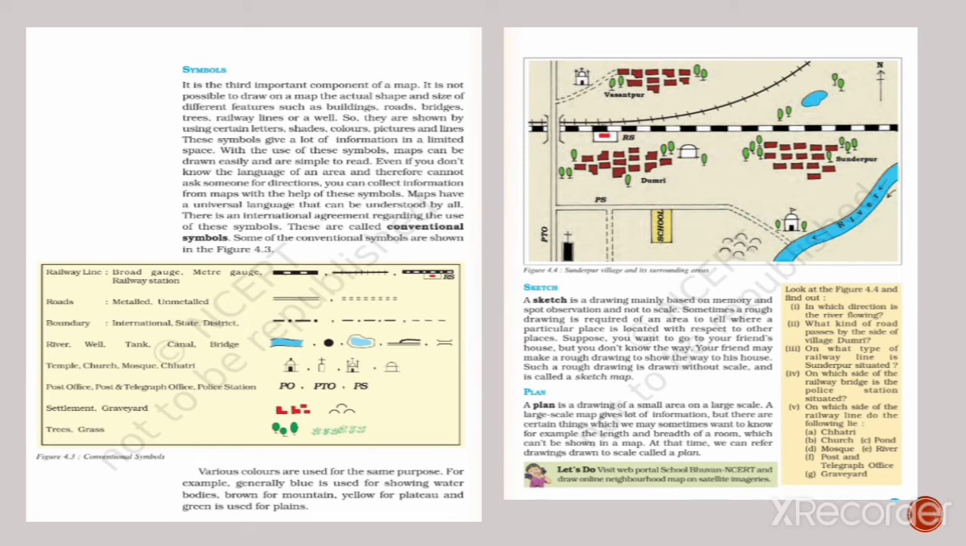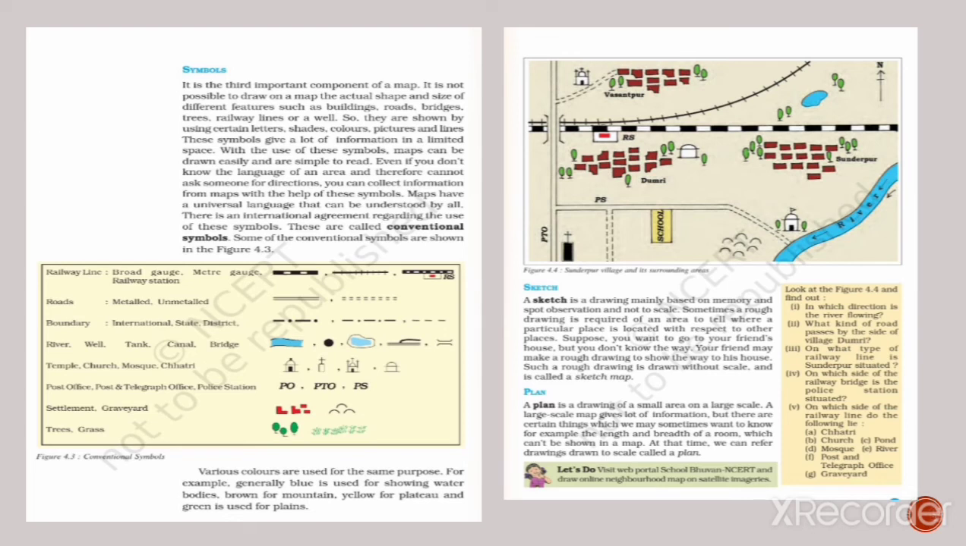Next, what is meant by a sketch? A sketch is a drawing mainly based on memory and spot observation. We can say it is just a rough drawing of a place or an area to tell where a particular place is located with respect to other places. We can also say that it is a rough drawing drawn without a scale. It means here we are not considering any scale.